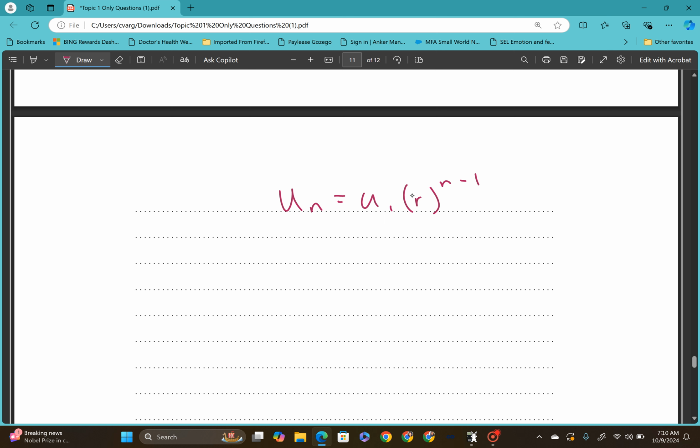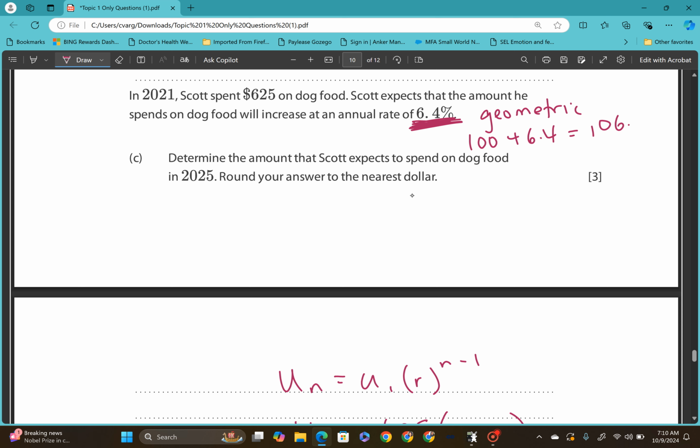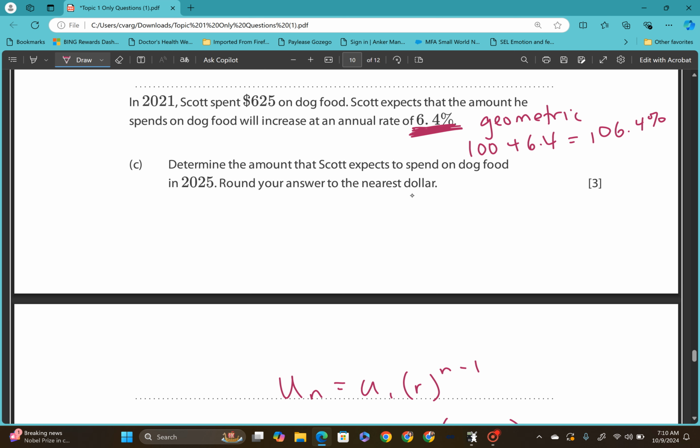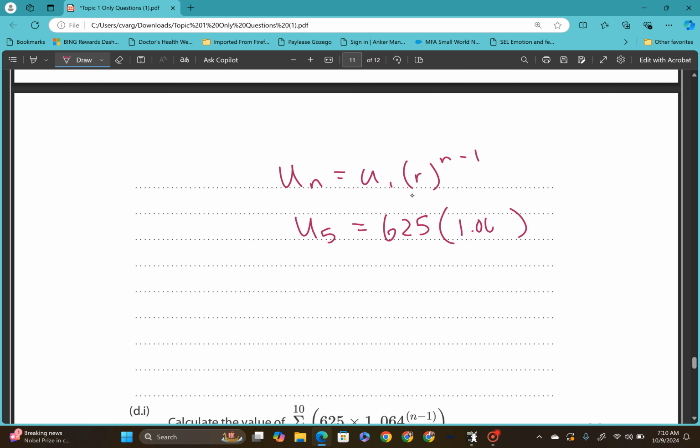So we are looking for the fifth day. The starting amount is 625. And then it tells us that it is increasing at a rate of 6.4. So you have to take 100% plus 6.4. And when you add that, you get 106.4%. To move it to a decimal, we have to go two places to the left. So this is equal to 1.064. So that's what we're plugging in as our rate, 1.064. And then our n is 5 minus 1.